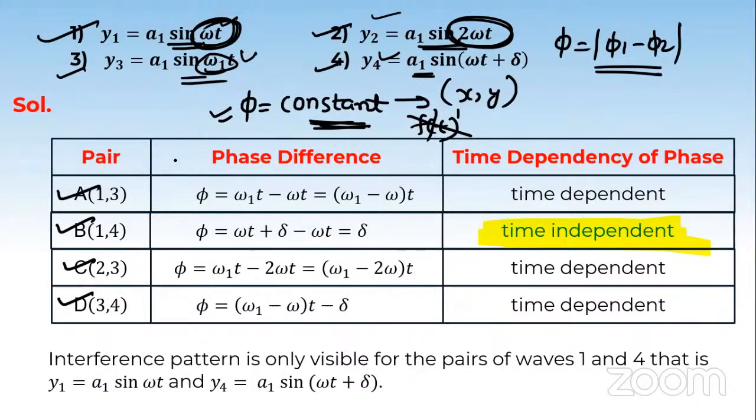So if you see here, if you see 1 and 3 wave, focus on it carefully. If we see here 1 and 3 wave, this is omega 1t.